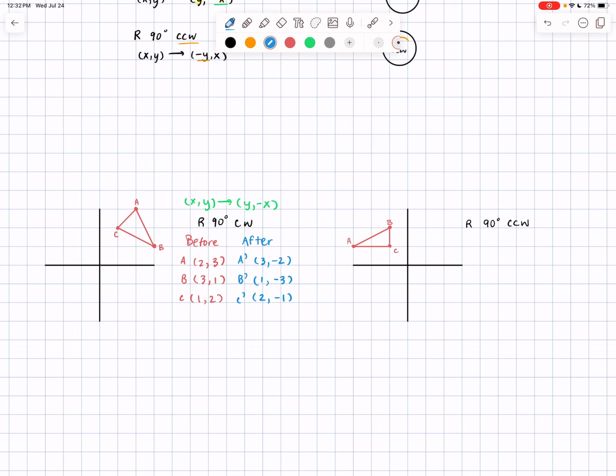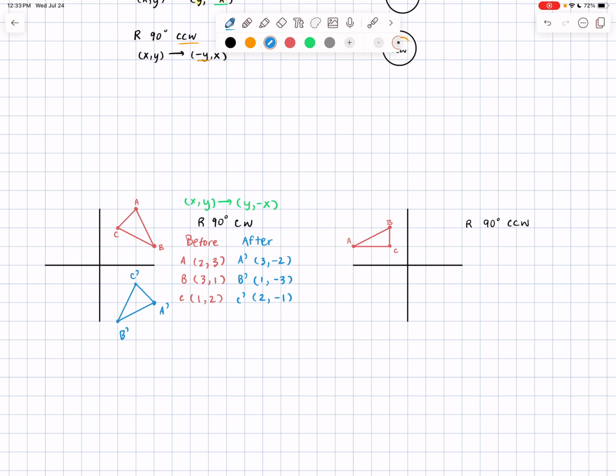I'm going to plot my new points. 3, negative 2 is right here. This is my A prime value. B prime is 1, negative 3. So this is my new B prime value. And then 2, comma, negative 1 is right over here. C prime. Connect my points. And we see that this shape has rotated 90 degrees.